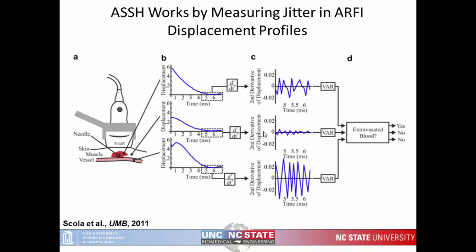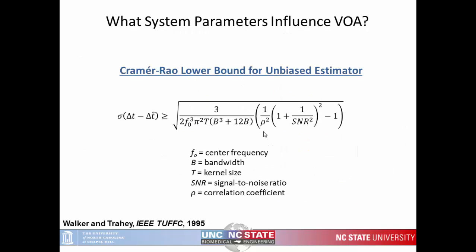ASH works essentially by measuring jitter in displacement profiles. On an ARFI data set, we get our typical displacement versus time curve. What we do in ASH is we look at the last 2 milliseconds of this time curve, take the second derivative of displacement to get acceleration, and then take the variance of that in order to get an idea of the jitter. What we've seen in our studies is that regions of hemorrhage tend to have higher variance of acceleration, or VOA, values than areas of soft tissue. So we can threshold based on the jitter: areas of high jitter we can say are going to be hemorrhage, and areas of low jitter are going to be non-hemorrhage pixels.